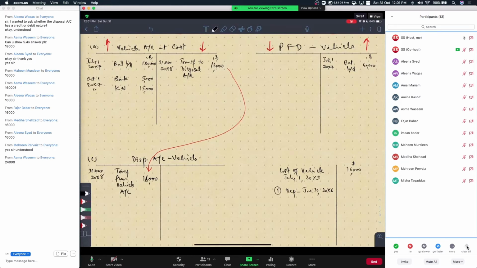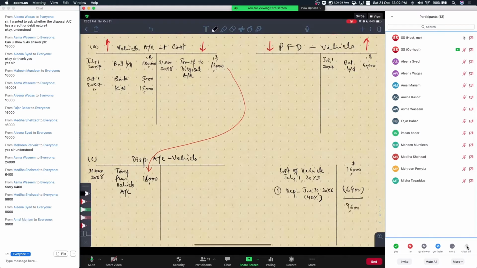not 24,000. Asma, are you sure? Can you calculate 40% of 16,000? How much is it? 6,400. Yeah, 6,400. That's correct. Thank you, Madiha. Thank you, Asma. And we subtract, what is the net book value? Net book value, 9,600. Very good.